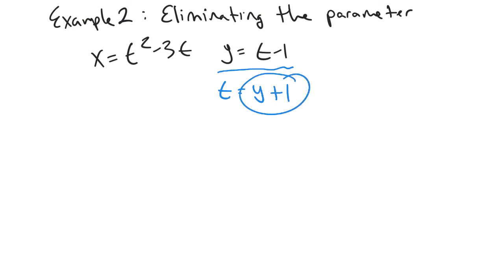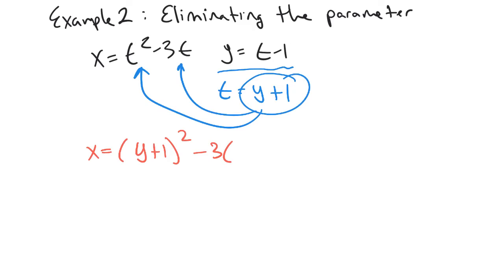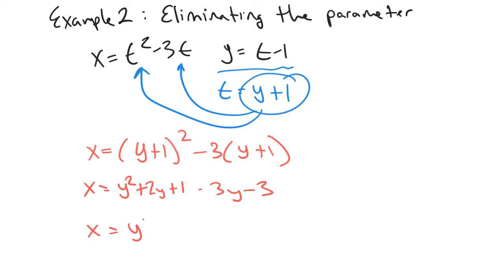And now I can substitute that into there and there. So I'll get x equals y plus 1 squared minus 3 times y plus 1. All right, so now some of these equations you'll be able to get into a nice y equals form. This one we won't, but we can expand this out and simplify it here. So x equals, that's going to be y squared plus 2y plus 1, and this will be minus 3y minus 3. And if we combine those like terms, we'll get x equals y squared minus y minus 2.